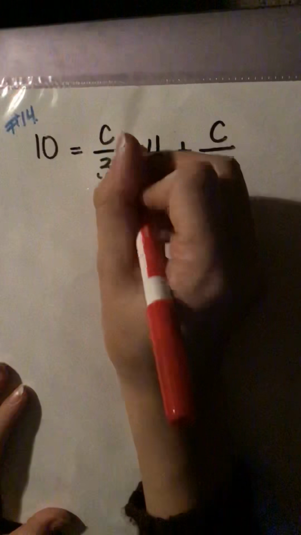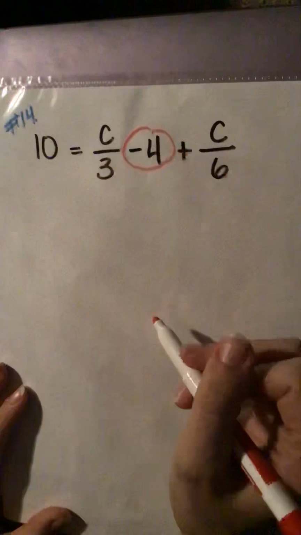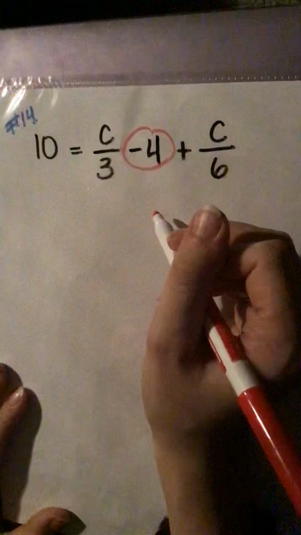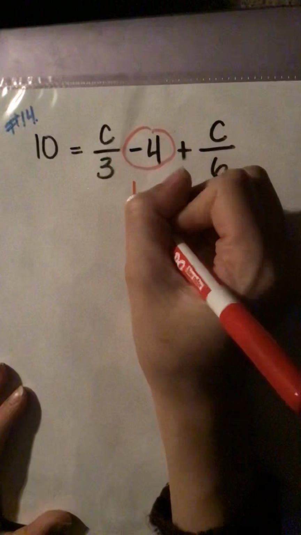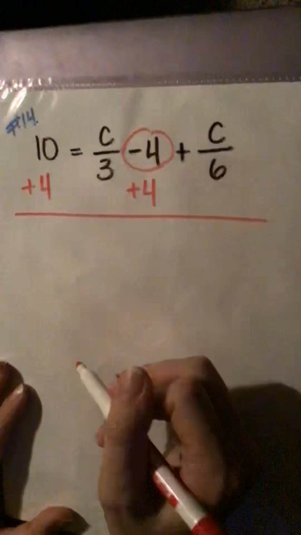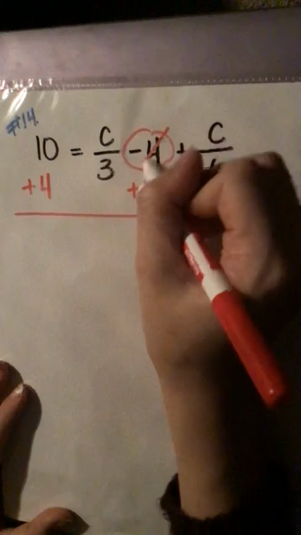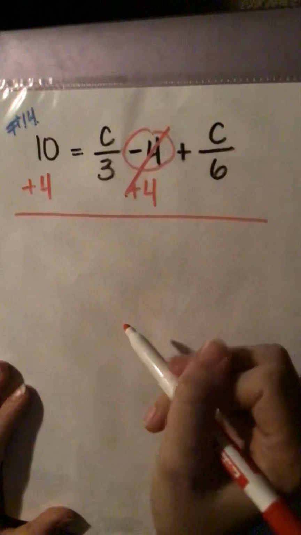One of the first things that we can do with this problem is eliminate this minus 4 that is in the middle of the right side. So how you undo minus 4, we're going to go ahead and add 4 to both sides. And this is going to make the right side of this equation look a lot easier for us. So adding 4 cancels that out on the right side.